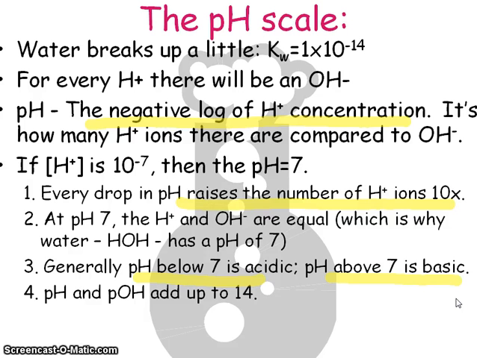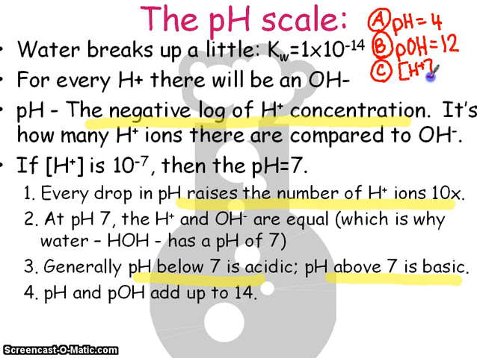So here's an application question. Here's what I might actually ask you on a test. I could give you 4 choices. I could say choice A, we have a pH of 4, choice B, a pOH of 12, choice C, a hydrogen concentration of 10 to the negative 6, and choice D, a hydroxide concentration of 10 to the negative, let's say, 10. And then I could say, which of those is the strongest acid? That's my question. Which of those is the strongest acid?